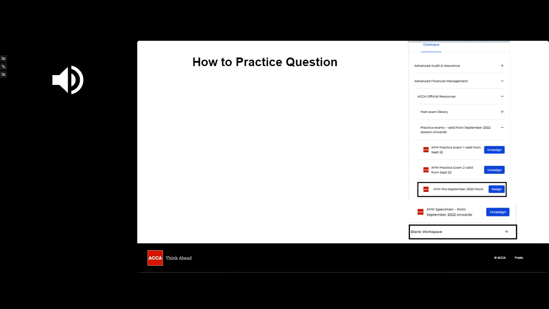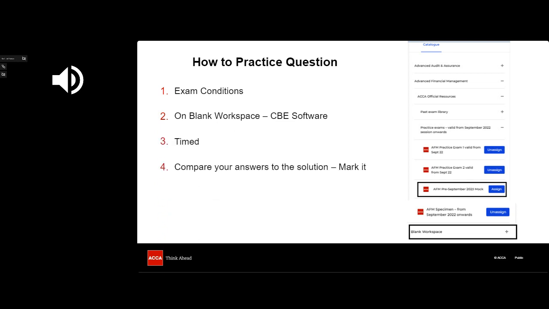Last week we got an AFM pre-September 2023 mock updated. Go select it, assign it, and as you do it, what are the things you're supposed to take care of? Do it in exam conditions. No distractions. Keep very focused. Even if you do any practice, do it on the blank workspace in the CBE software. Do it timed. Compare your answer to the solution at the end. Mark it, and once you mark it, do it again. Once again, practice. Get perfection.